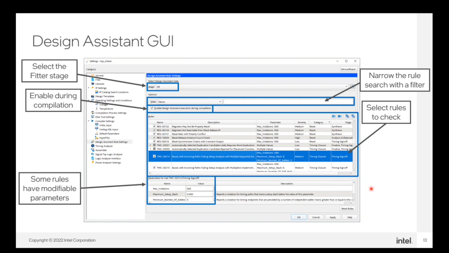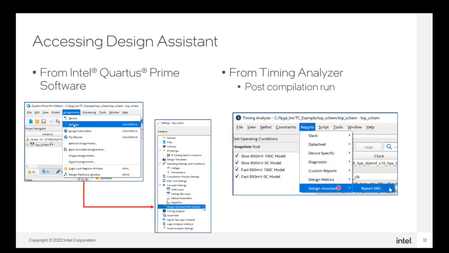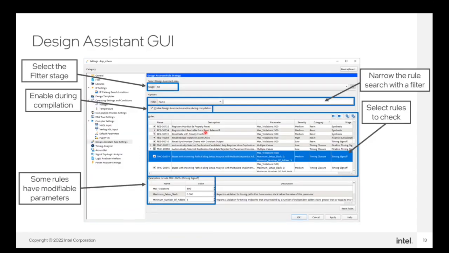So here, when I launched Design Assistant from the Assignments pull down menu, Settings, Design Assistant Rule Settings, this is the GUI that comes up. You can see all the rules that are available. A rule is active for your design when there's a little checkbox listed there. The rules are also based off of various stages in the design flow. For example, we have a stage listed right there. We see some that are synthesis, finalize, timing, sign off, and so forth.